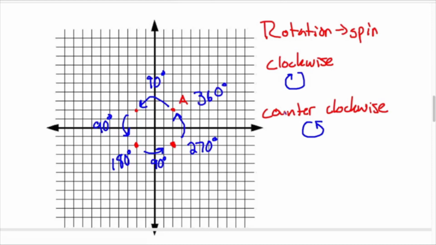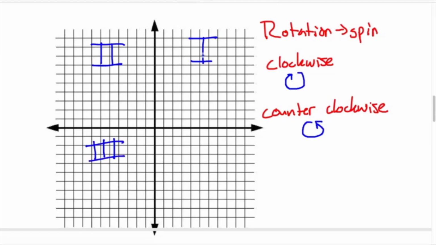The last rotation rule has to do with the quadrants. The quadrants are labeled in a counterclockwise rotation around the origin. So this is quadrant 1, quadrant 2, quadrant 3, and then finally quadrant 4. Every single coordinate in quadrant 1 will have a positive x value and a positive y value. Every single coordinate in quadrant 2 will have a negative x value and a positive y value. Quadrant 3, every single coordinate is negative, negative, and then quadrant 4, every single coordinate is positive x and then negative y.